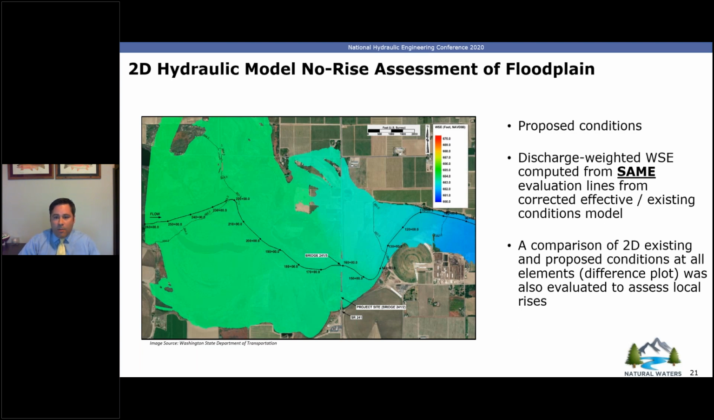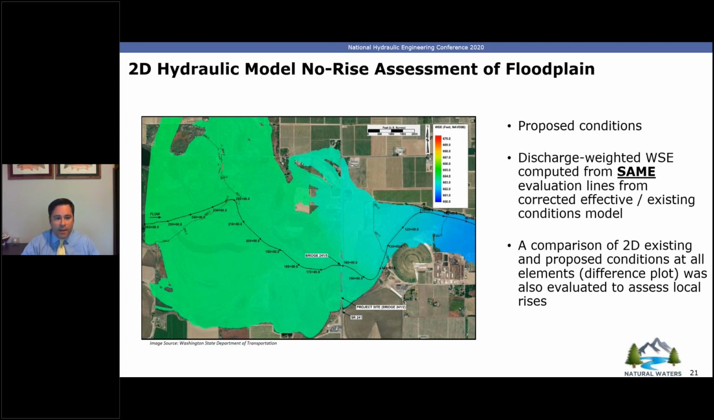What would then happen is those evaluation lines that were depicted in the existing conditions model would then be used to assess the discharge weighted water surface elevations in the proposed conditions. And again, this is where that comparison is done.